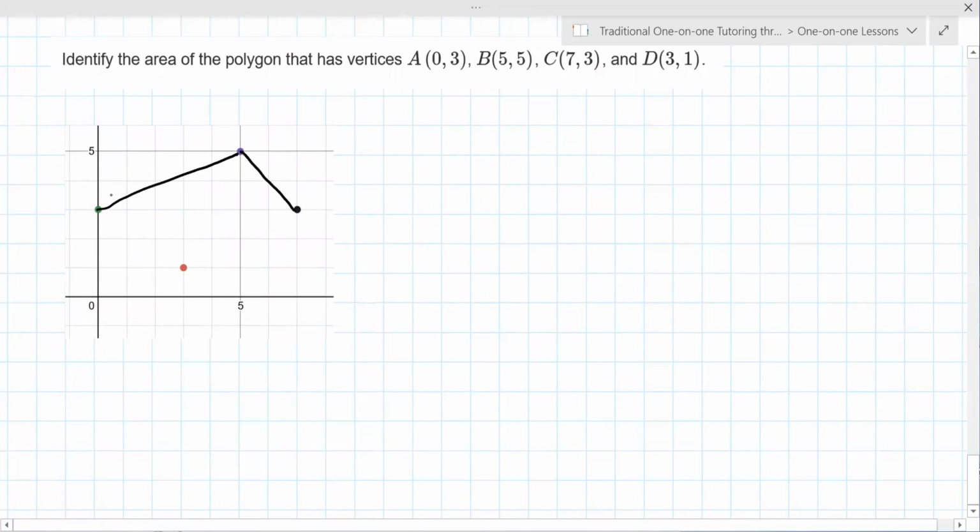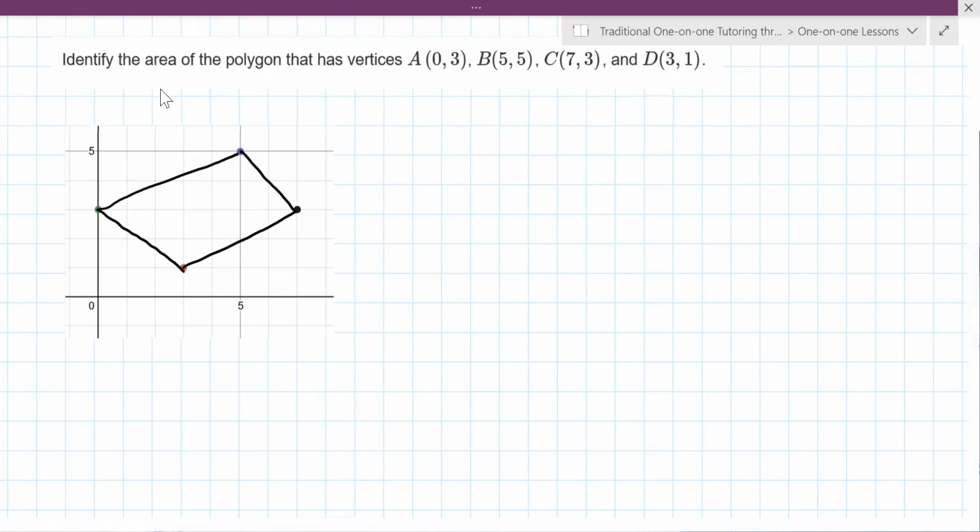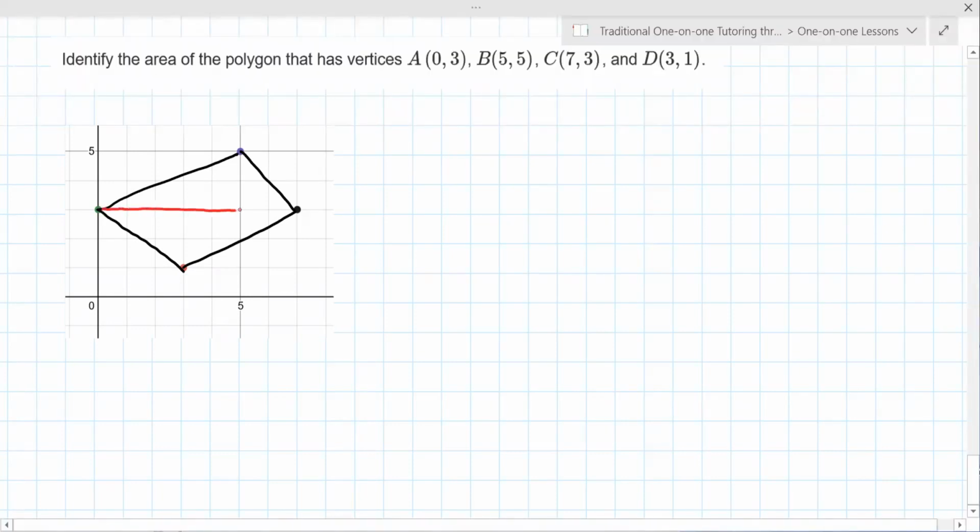So wait a second, this is odd. It's not even a parallelogram. This looks more like a rhombus, but let me show you what I see, and I don't know if this is what they intended. I see this shape right here. I see another triangle here, another triangle there. I see those 4 triangles. Yeah, that's what I see. 1, 2, 3, and 4. So we just have to find the area of each of them.